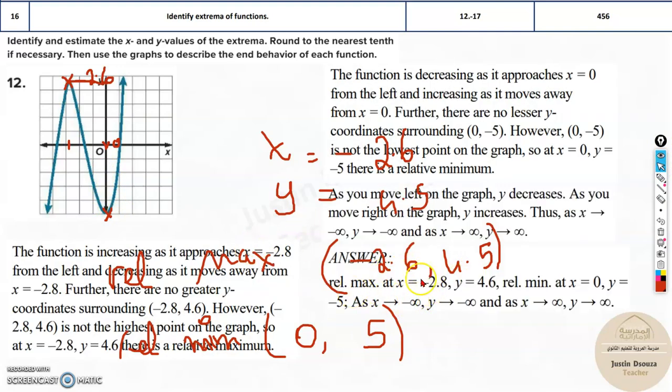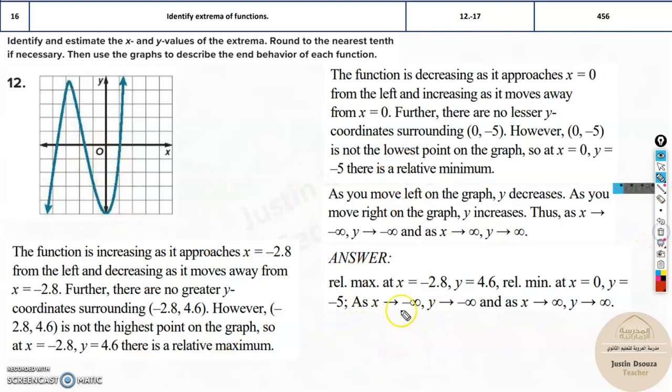You can see the final answer. Okay, it's minus 2.8, not 2.6, and it is 4.6. Mine is not accurate because I didn't do it accurately. Look over here. The relative maximum is negative 2.8 and 4.6. What about the minimum? It was 0 and I'm so sorry, I've written plus 5. It's minus 5, down. At 0, 1, 2, 3, 4, 5, minus 5. So these are the relative maximum and relative minimum.